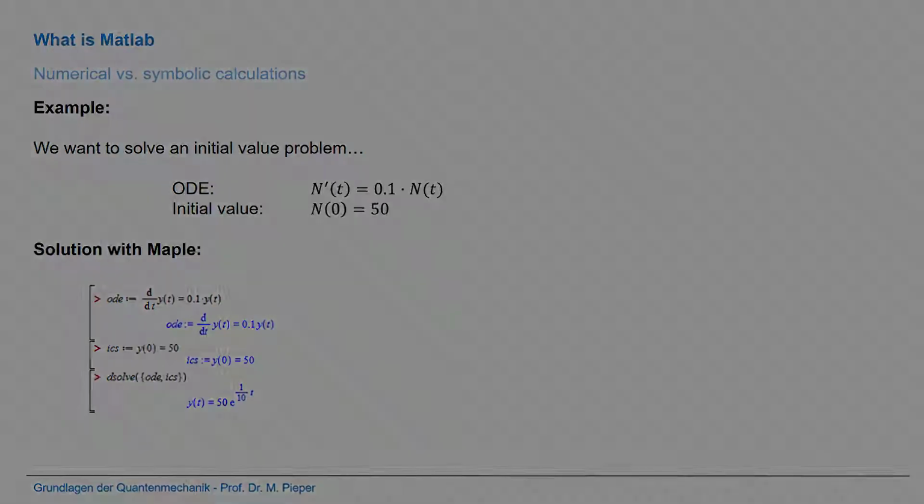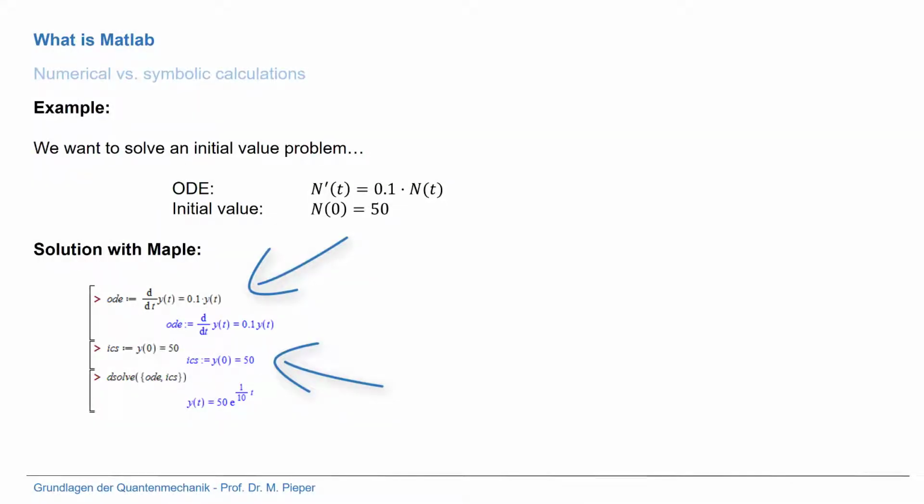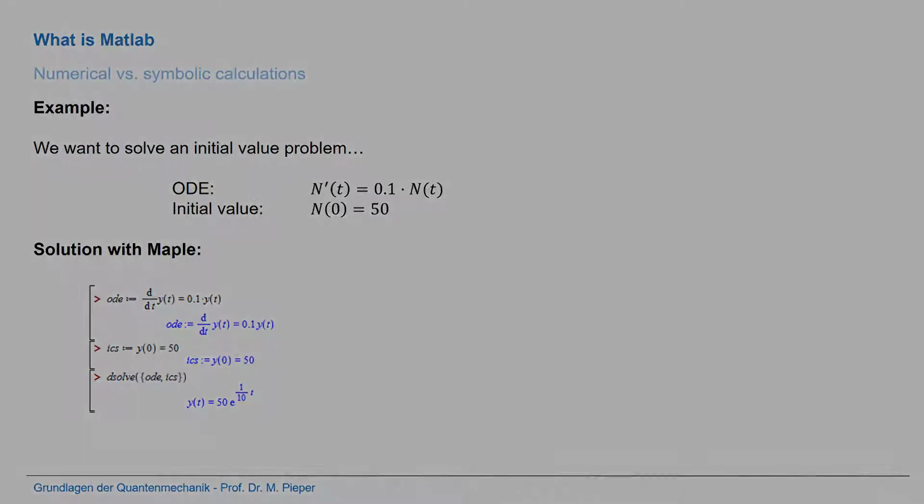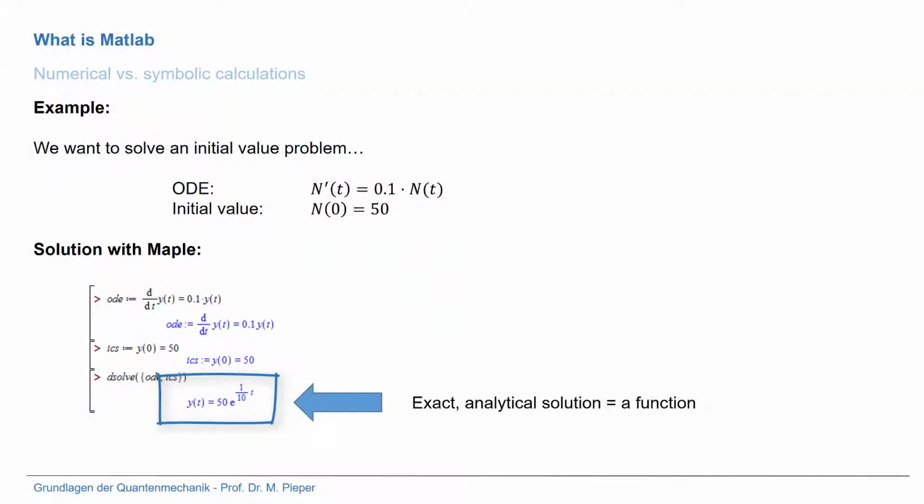Now let's look at Maple, for example. You also have to implement the ODE and the initial conditions in the first two lines, and then you apply dsolve. And what do you get? You get the exact analytical solution. That's a function. You get y of t is 50 times e to the 1/10 times t. That's the exact analytical solution, and not just a solution at discrete points, which is approximate. And that's the important difference between numerical and symbolic calculations.